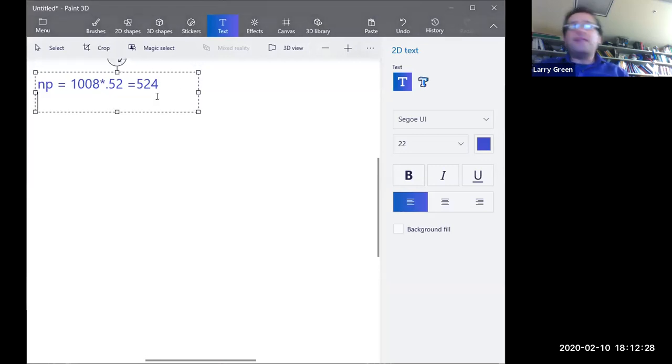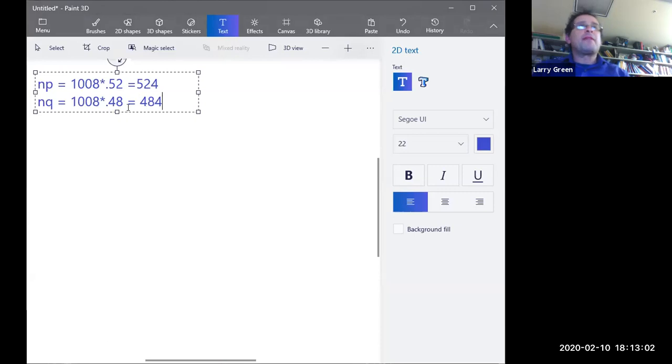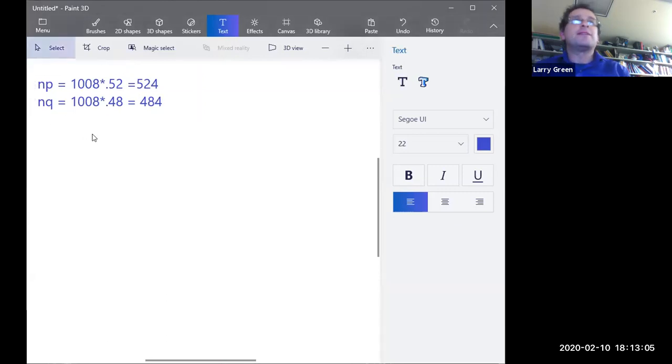Okay, and then nq is equal to 1008 times 0.48. q is 1 minus p, or the proportion who don't think that flowers are best. And that is about 484. Any questions on that? Okay, what's important about these two numbers, 524 and 484?